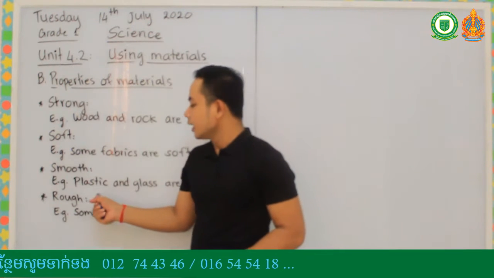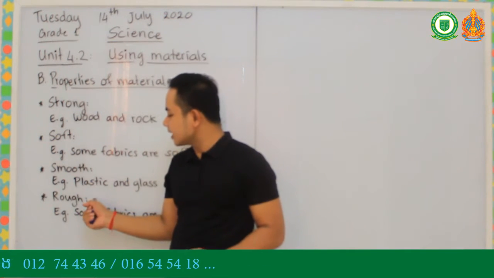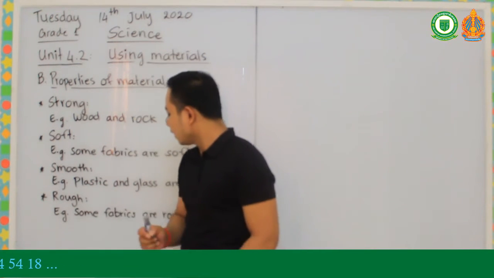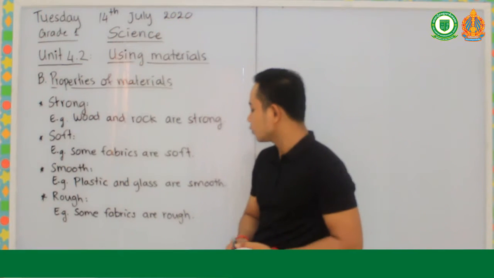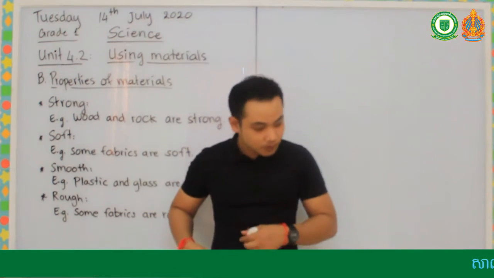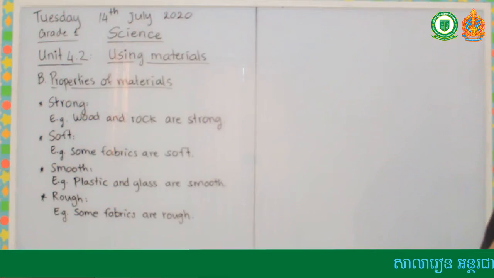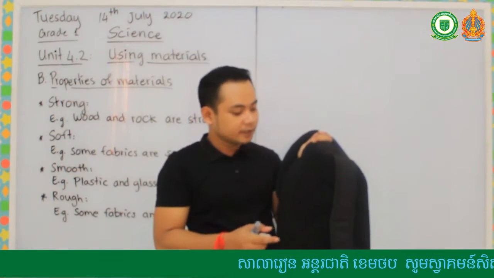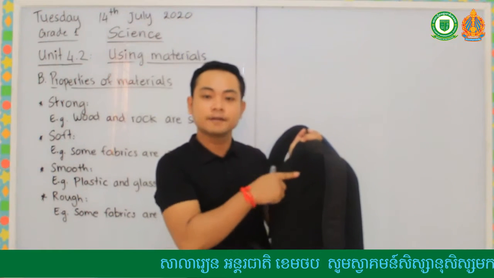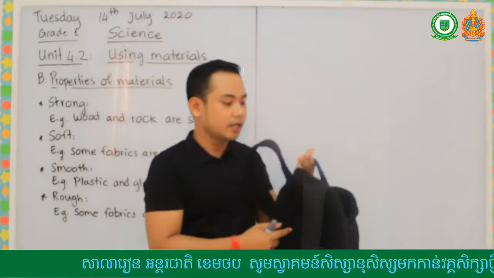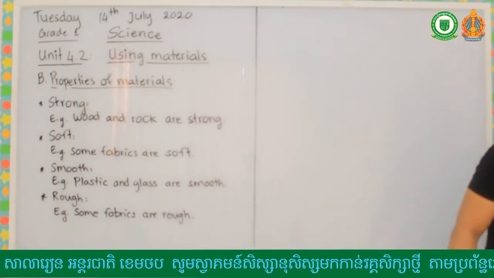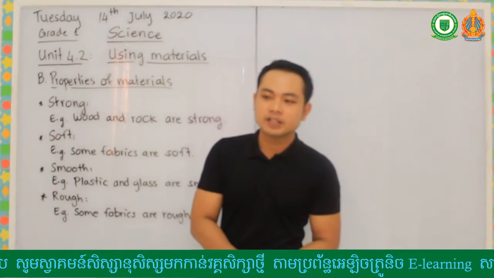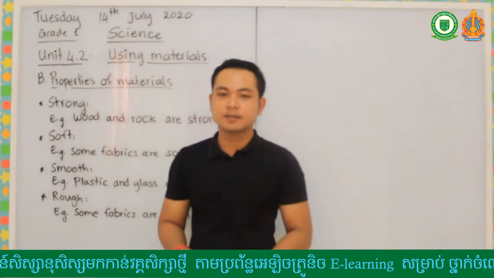And the last property that we are studying today is rough. Some of our objects or materials are rough, like fabrics. I'm picking up my bag for you. Look at my bag here. It's made of fabric as well. It's very rough, not smooth. So some fabrics are rough. Even some rocks are rough. That's not smooth. As long as you try to make it smooth, it's going to be smooth.